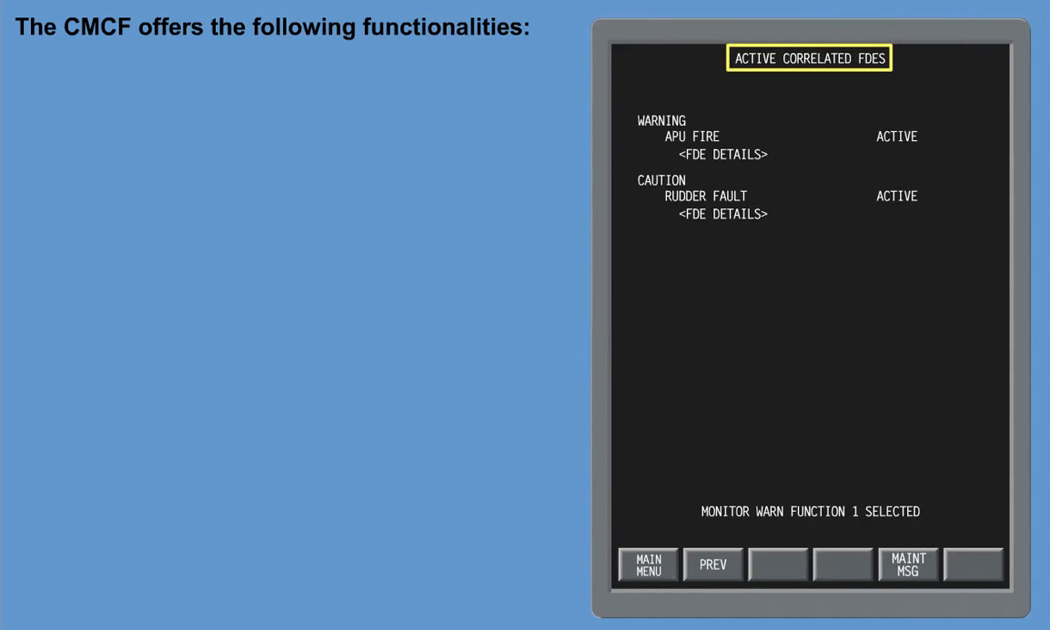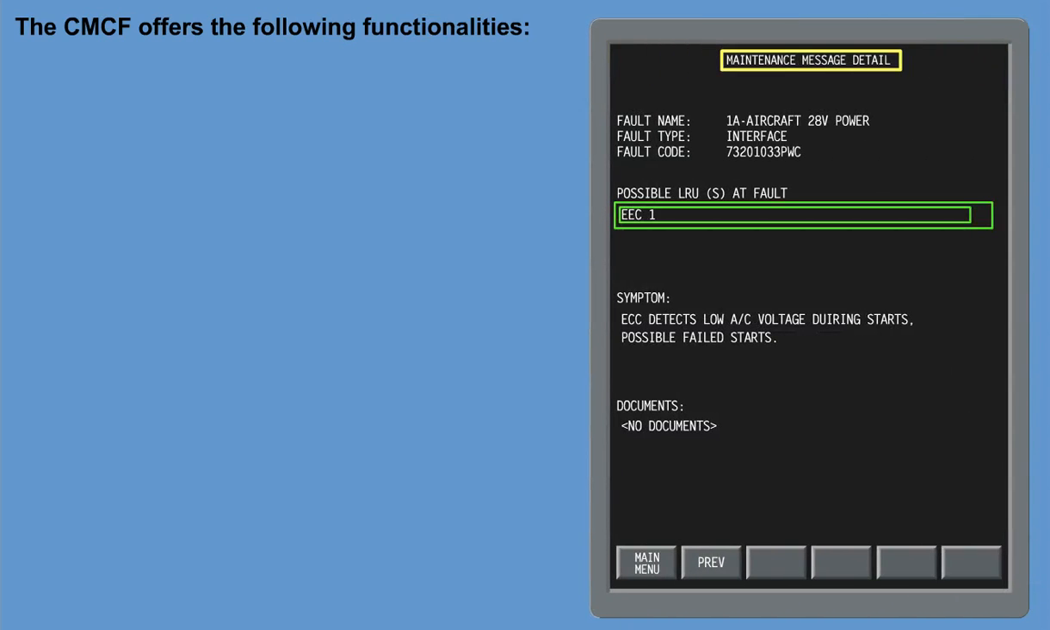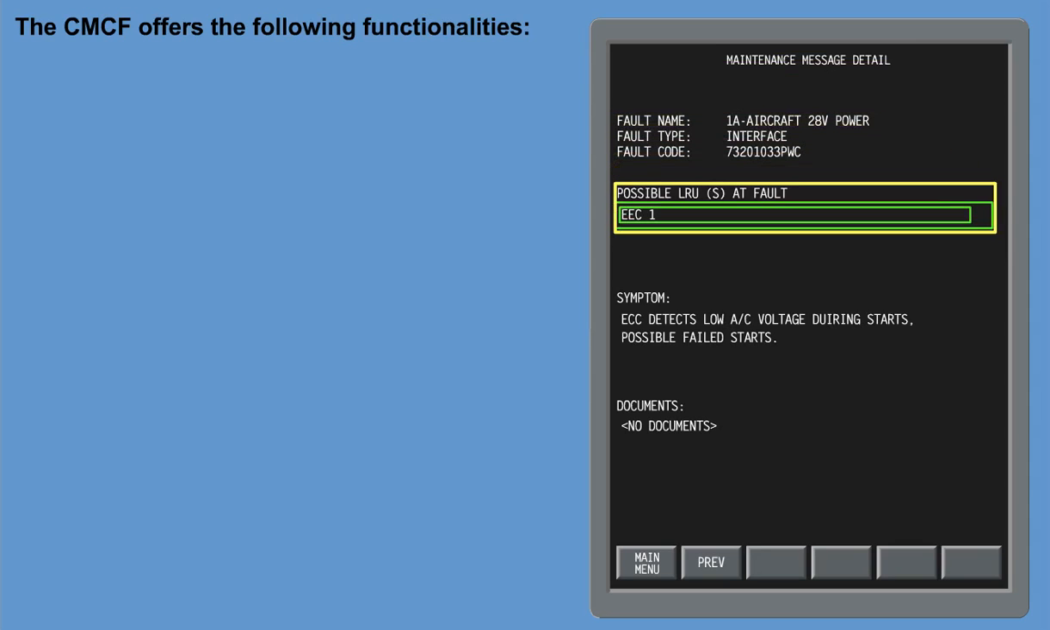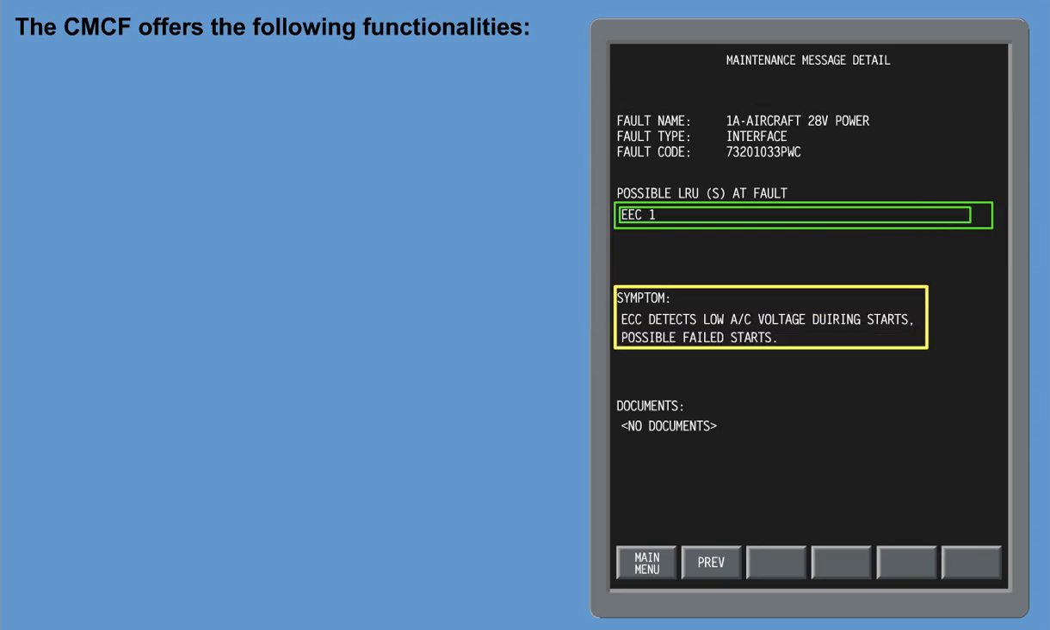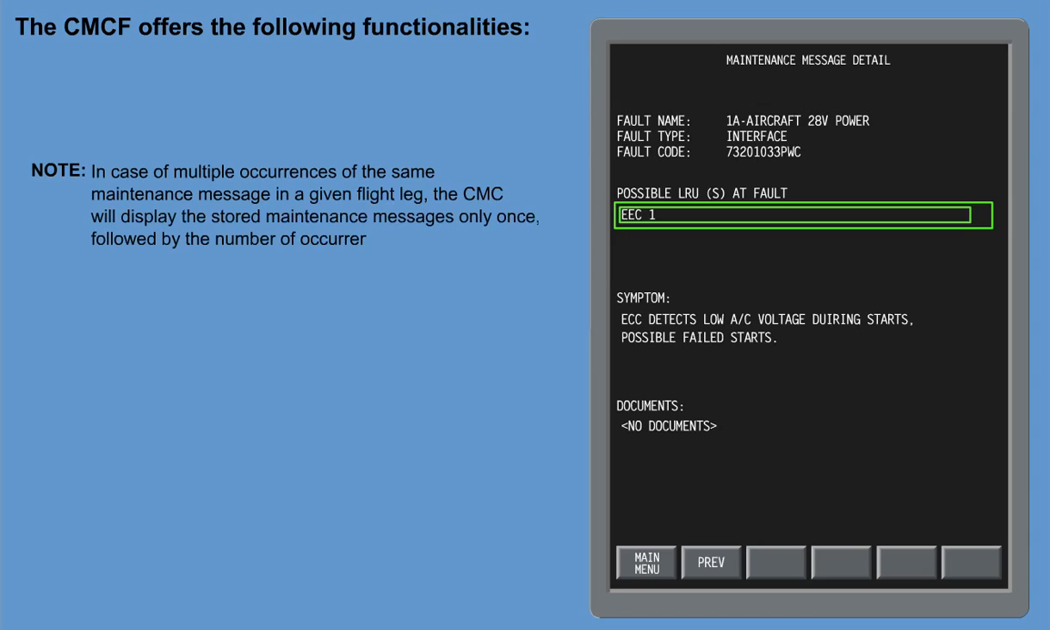CAS message correlation. For every ICAS message with an associated maintenance action, there is a corresponding maintenance message. Maintenance message details. The displayed information in the maintenance detail page includes the fault name, type, and code, a field for the LRUs at fault, a field for symptom text, a field for linked documents. Note: in case of multiple occurrences of the same maintenance message in a given flight leg, the CMC will display the stored maintenance message only once, followed by the number of occurrences for that maintenance message in that particular flight leg.